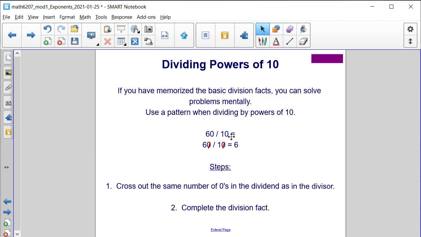So 60 divided by 10 is 6, because each of these numbers has 1 zero, and we can cross off the corresponding zeros and be left with 6 divided by 1, which is 6. So the steps are to cross out the same number of zeros in the dividend as in the divisor. This divisor of 10 had 1 zero, so I cancel out the 1 zero in the divisor with 1 zero of the dividend. And then complete the remaining division fact. 6 divided by 1 is 6.